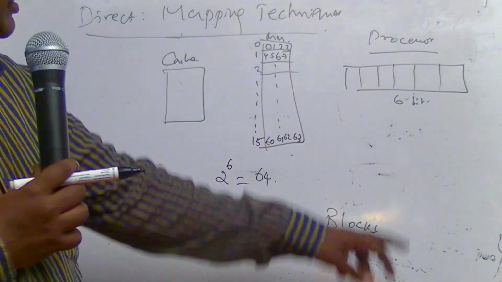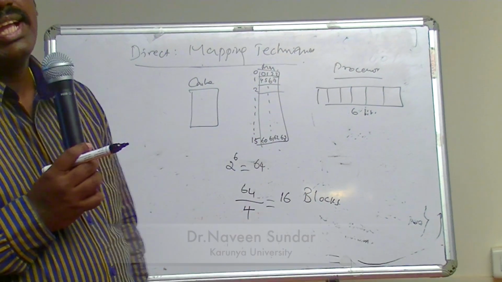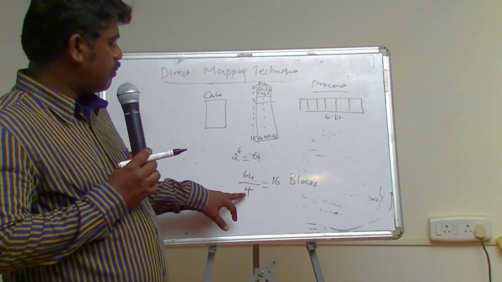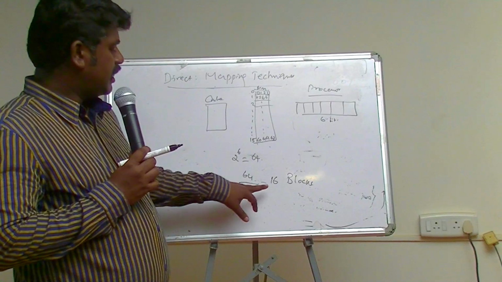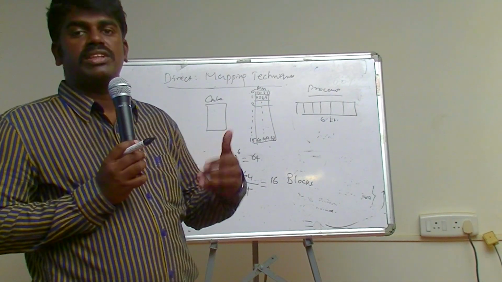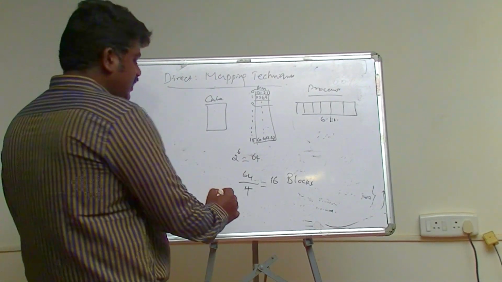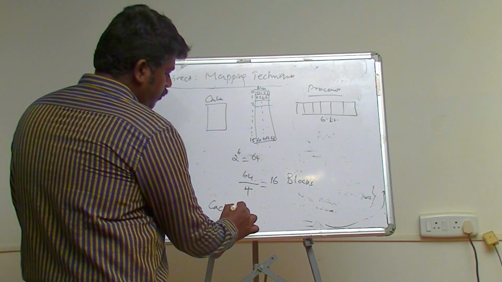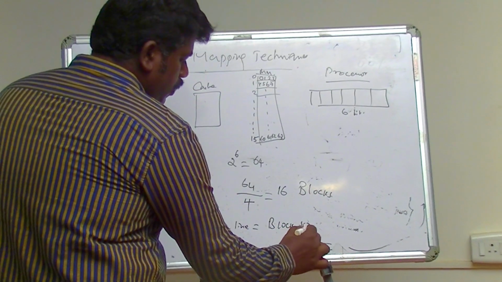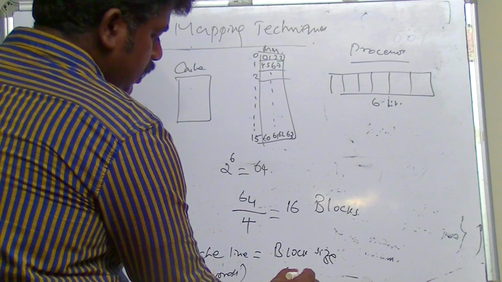So the processor having a 6-bit address means 2 power 6, that is 64 words, and the number of blocks is 64 divided by the number of words in a block, which is equal to 16 blocks. This is how it will be categorized. For direct mapping, then, how many lines? As I told you, the cache line size and the block size will be equal, so both have 4 words.